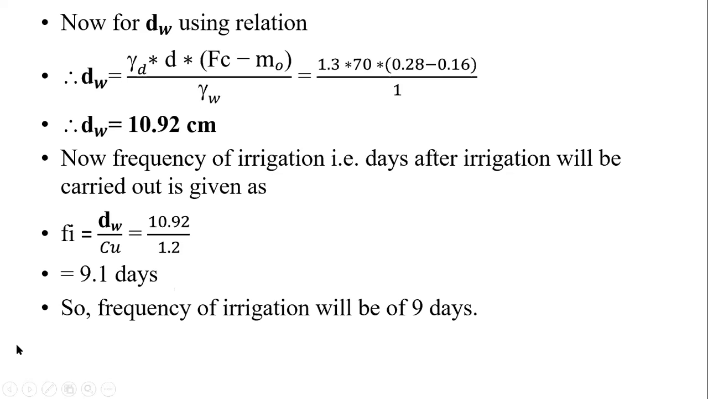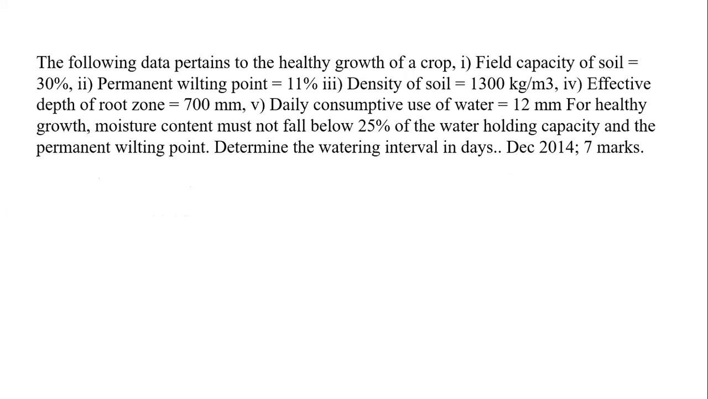But 0.1 day is so small, so we will assume that we will go for irrigation after 9 days only. That means after the first irrigation, we will have to irrigate again exactly after 9 days. Isn't it? So that is about the example which we solved in the previous class.